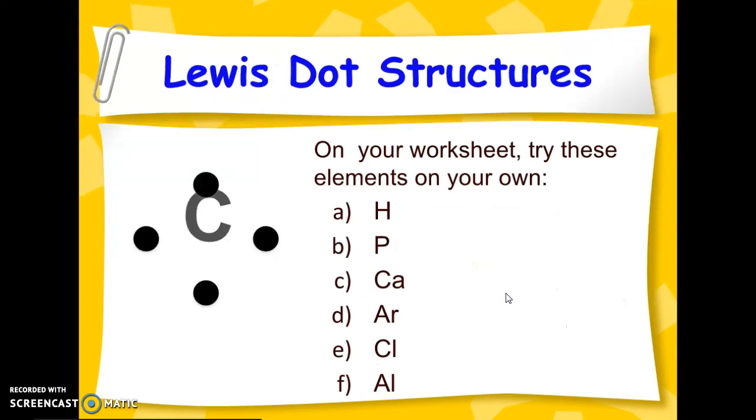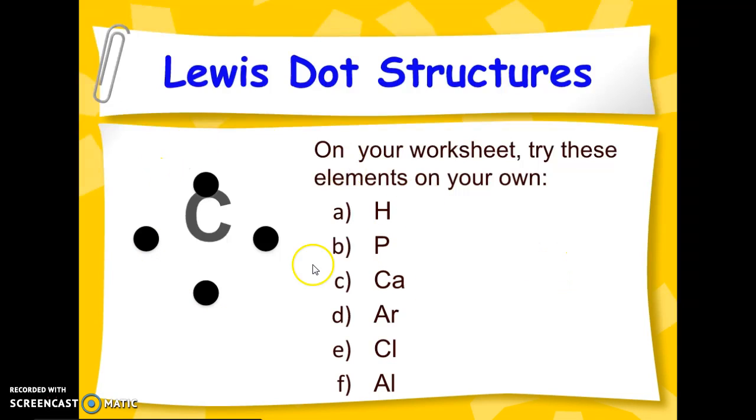So now what I'd like you to do is look at the bottom of your notes. You have hydrogen, phosphorus, calcium, argon, chlorine, and aluminum. What I would like you to do is make Lewis dot structures for all of those. You can use the back of your Bohr worksheet to do this. At this point, pause the video, get those done, and then come back to check your work.